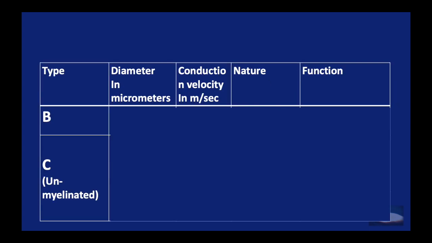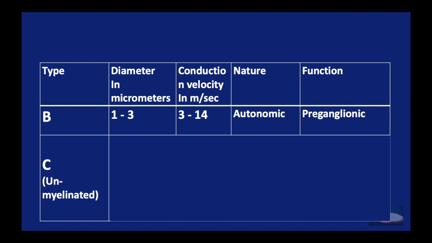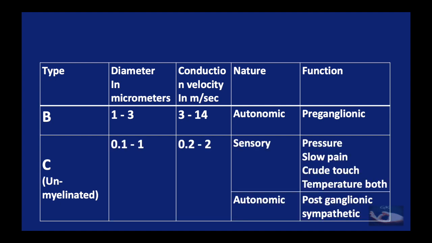temperature. Type B fibers are mainly the preganglionic autonomic fibers, which have a conduction velocity of 3 to 14 meters per second, and the C fibers, which are unmyelinated, can be sensory for pressure, slow pain, crude touch and temperature, or autonomic, which is mainly for the postganglionic sympathetic fibers. As you can see, these fibers being unmyelinated are very slow conductors.